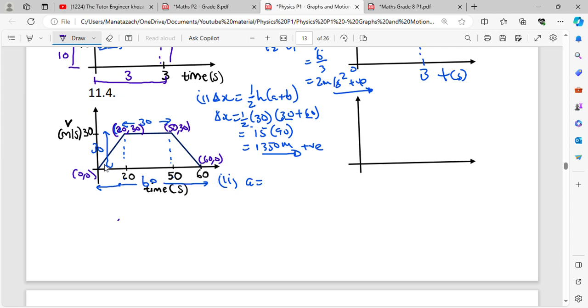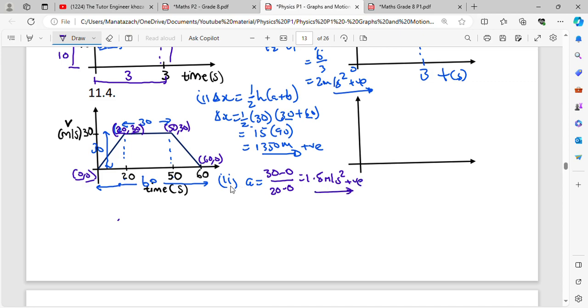So let's calculate the acceleration on the first part of the triangle. We have 30 minus 0, and then divide by 20 minus 0. The answer of the acceleration is going to be 1.5 meters per square second in the positive direction.